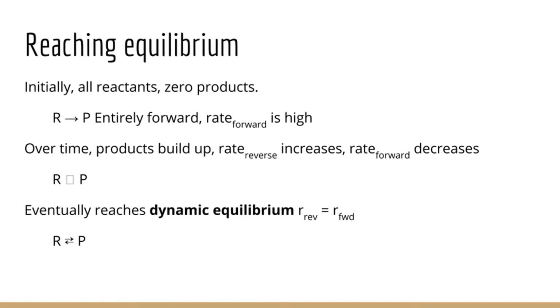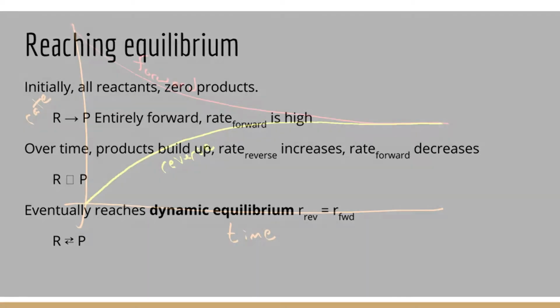You start off with just reactants, and they start reacting. And initially, the forward rate of reaction is high because you have a lot of reactants. Now, over time, the products start to build up, and the reverse arrow didn't show up here, but that square is a reverse arrow.